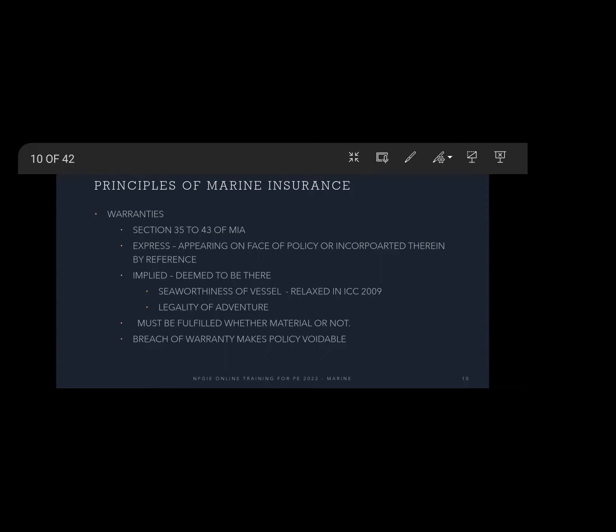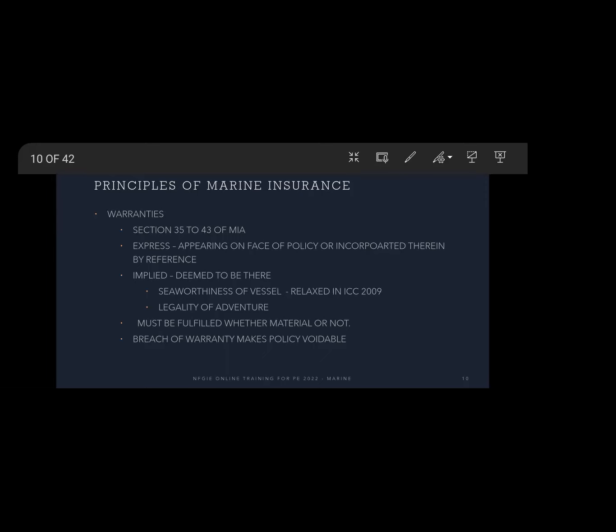The point to be noted is that there is no implied warranty for seaworthiness of cargo. The vessel should be seaworthy. The cargo need not be seaworthy. The point to be noted here is that in ICC, Institute Cargo Clauses 2009, this implied warranty regarding seaworthiness of vessel is relaxed to some extent.